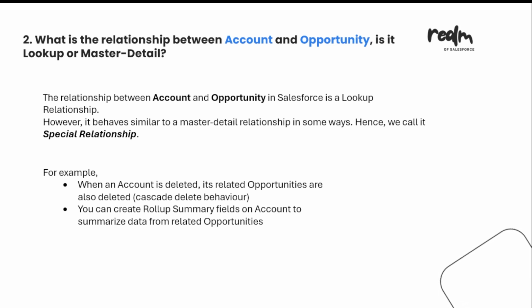Why? Because whenever the account is deleted, its related opportunities are also getting deleted, which is a master detail property. Also, you can create roll-up summary fields on account to summarize data from related opportunity. It is also a master detail feature. Hence, we can call it a special relationship in Salesforce. This is one of the trickiest interview questions you must know.